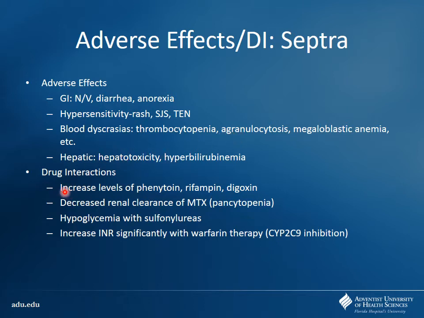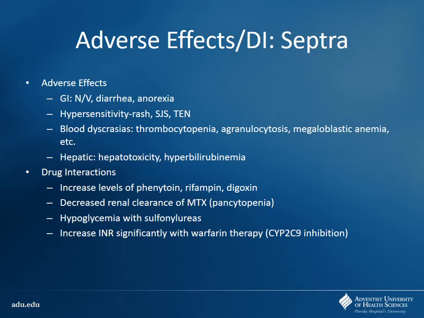Occasionally there are some hepatic issues here. The biggest thing to worry about as far as drug interactions go is that you can see increased levels of phenytoin, rifampin, and digoxin. A lot of this comes about by inhibiting the enzyme CYP2C9. Especially, you can see issues with warfarin therapy, because your INR can go up pretty significantly due to that CYP2C9 inhibition. Basically, warfarin has higher levels, so fewer clotting factors are made, and you're more likely to see your INR go up.